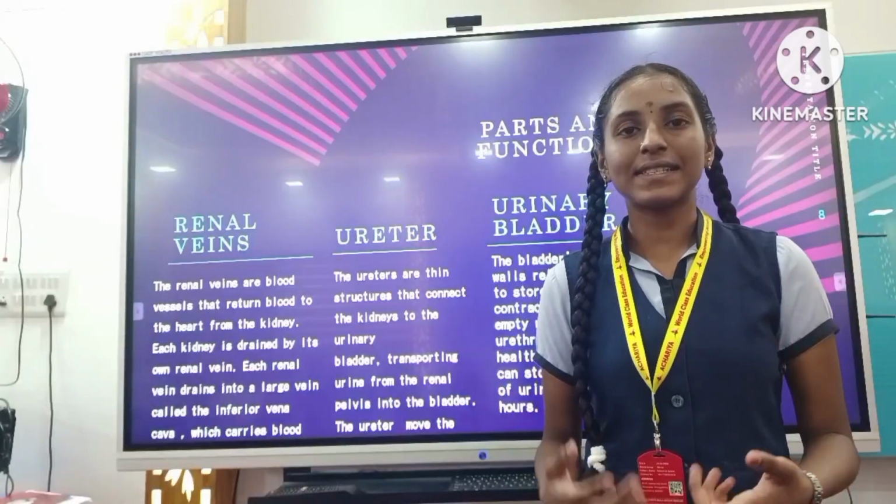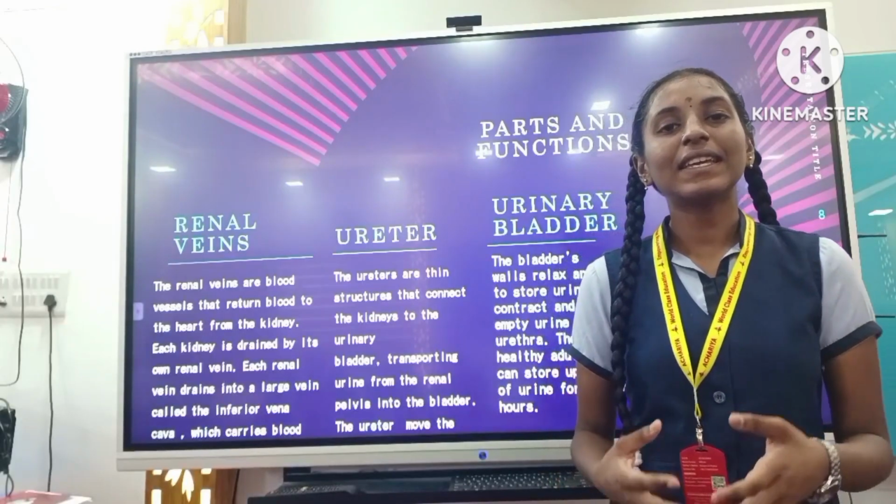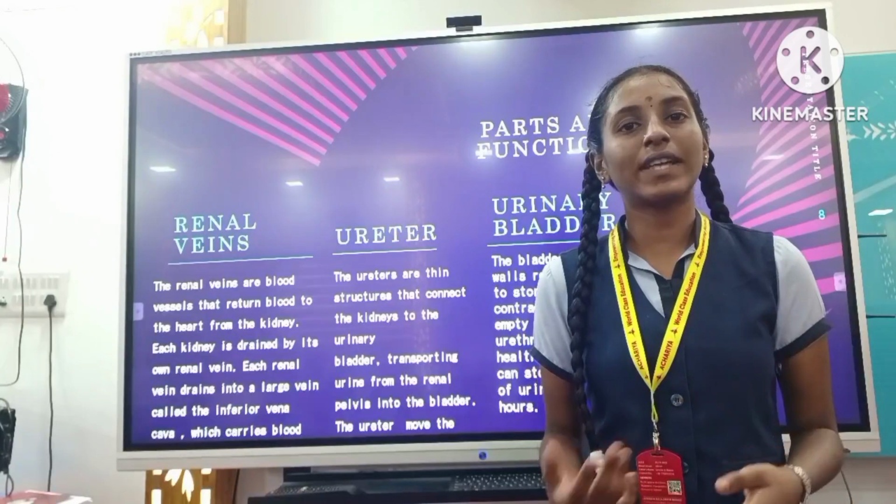The excretory system consists of the kidney, ureter, urinary bladder and urethra. Kidneys are bean-shaped in structure. They help to filter blood and maintain salt and water levels.